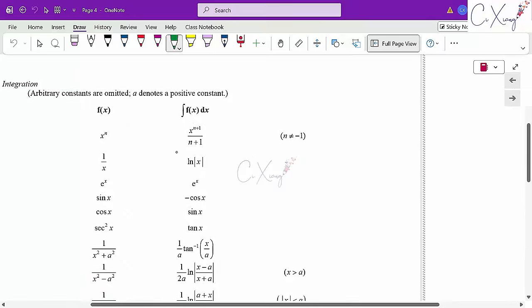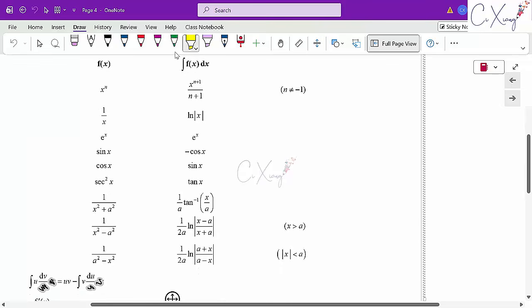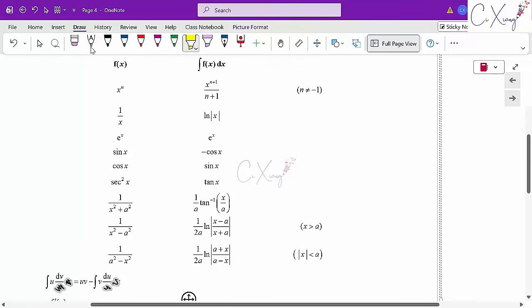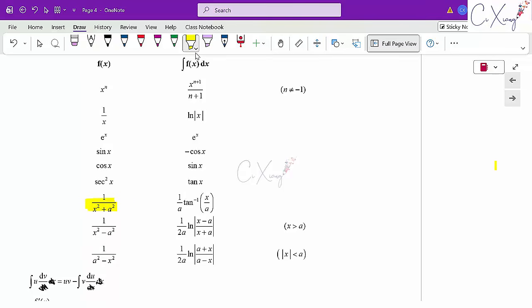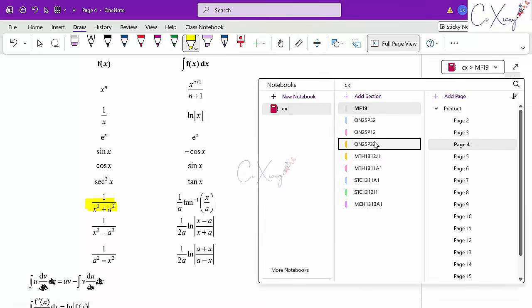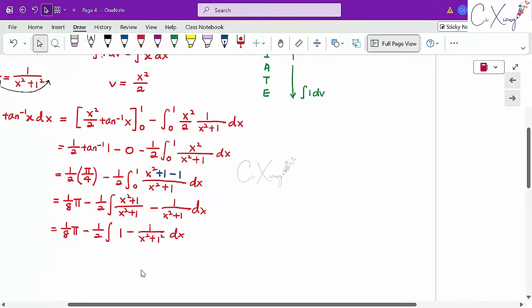Okay, so if you have a look here, this is integration, yeah? So when you want the integration of 1 over x squared plus a squared, your a is 1 in our case here. Okay, so you're having 1 over 1 tangent inverse x over 1. Okay, so let's go back. 1 over 1 tangent inverse x over 1. Alright, then if you continue further from here, what do I get?